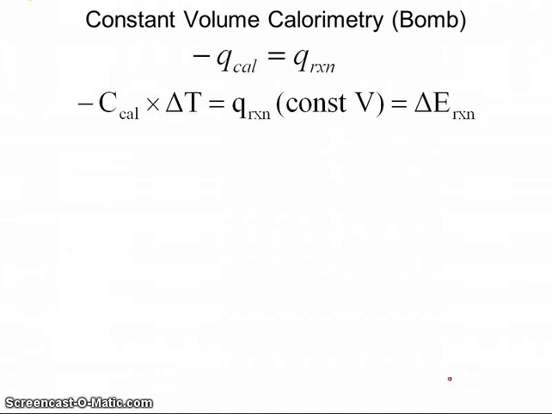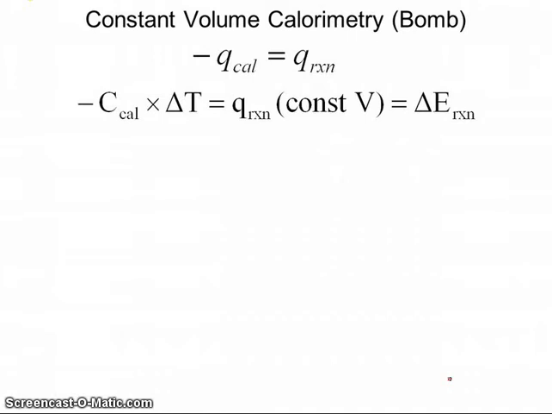The only problem is every time I switch to a new calorimeter or get a new bomb inside my calorimeter, I have to recalculate the heat capacity by using a known amount of substance. So in this case, it's still going to be negative. It's the opposite, but we're going at constant volume. And when we're at constant volume, that means we're looking at the change in internal energy.